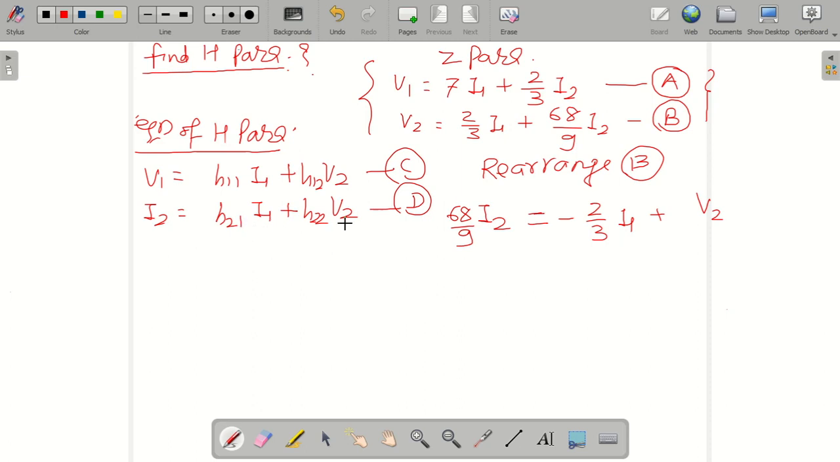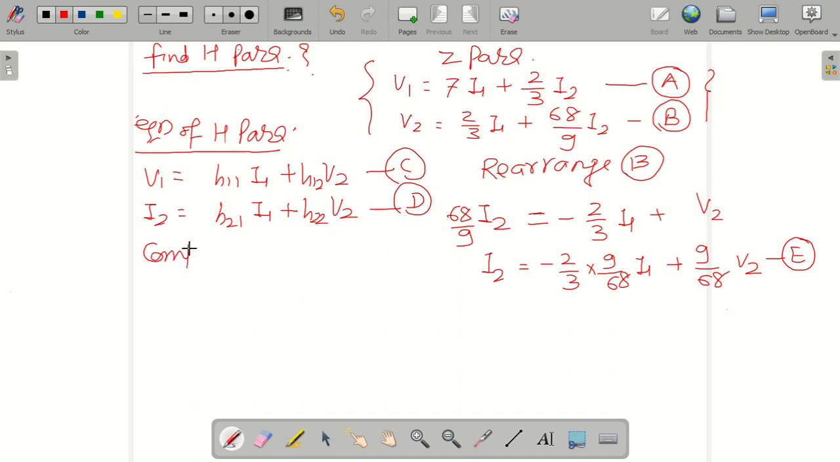I2 in terms of I1 and V2. So I2 equal to what? ये उधर जाएगा, so -2 by 3 into 9 upon 68 I1 plus 9 upon 68 V2. Clear? Equation number E. So I2 in terms of I1 and V2. So you can compare E and D.